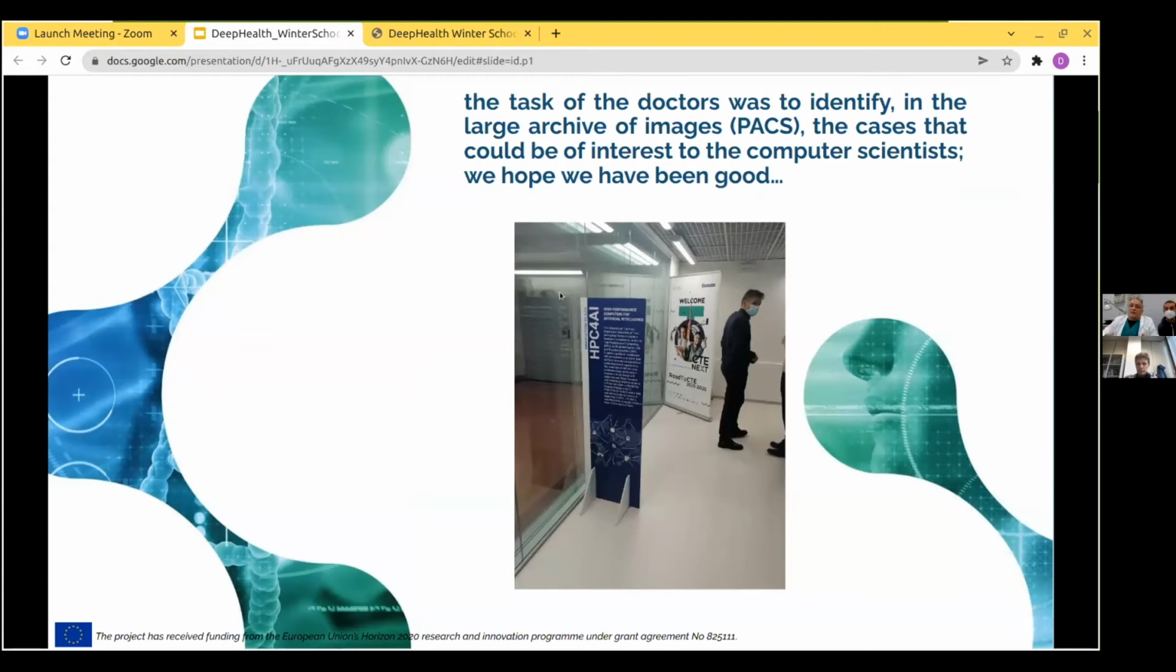Our task, or the doctors' task, in this experimentation was to identify in our large archive of images the cases that could be of interest to the computer scientists. We hope we have been good. Thank you. Riccardo, it's for you.